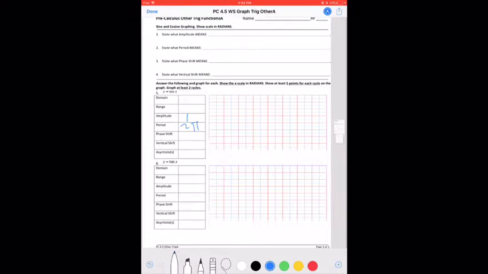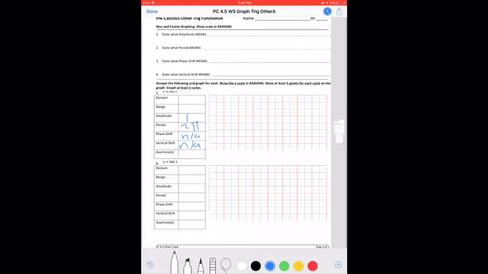Phase shift, there's nothing, so we can just put NA. Vertical shift, again, there's nothing added, so NA. And then asymptotes, we'll come back to that. For that one, we said it gets tricky.